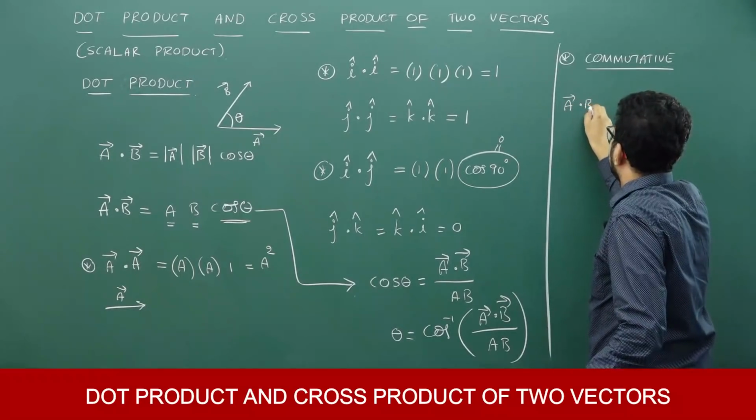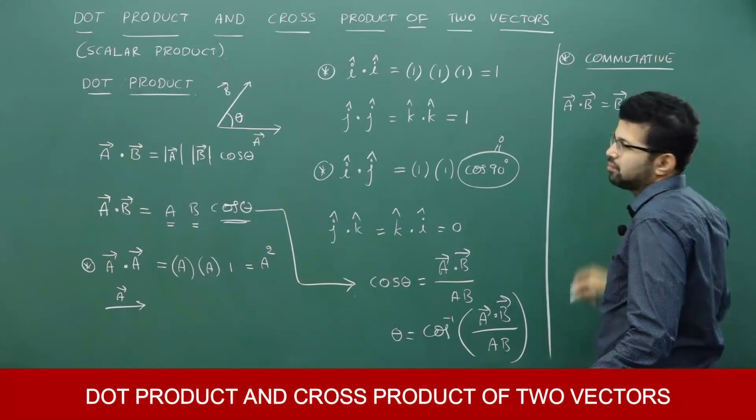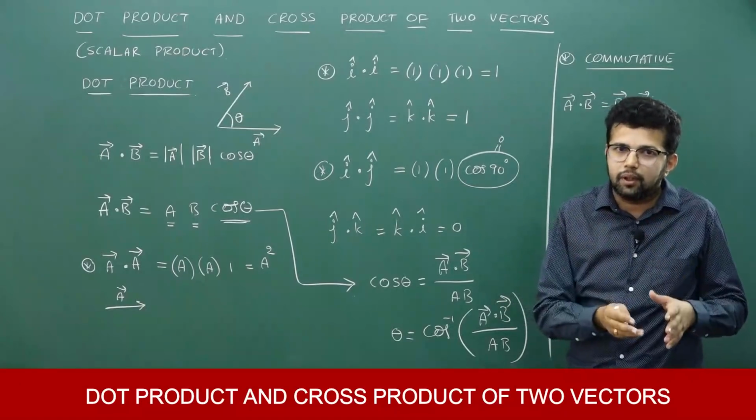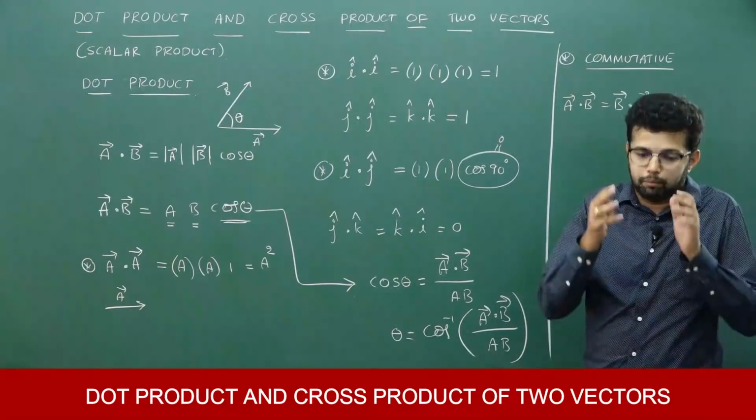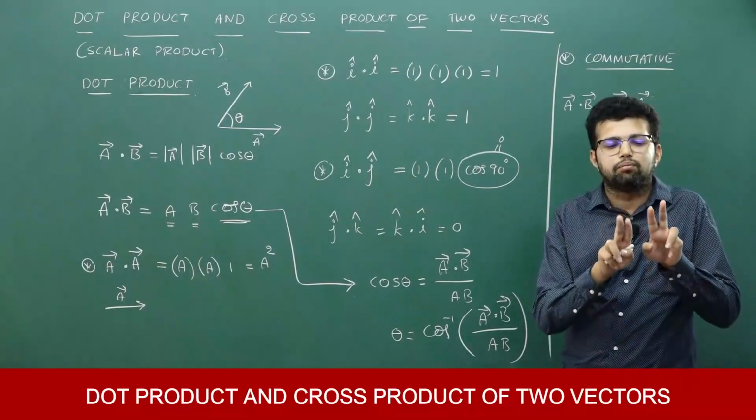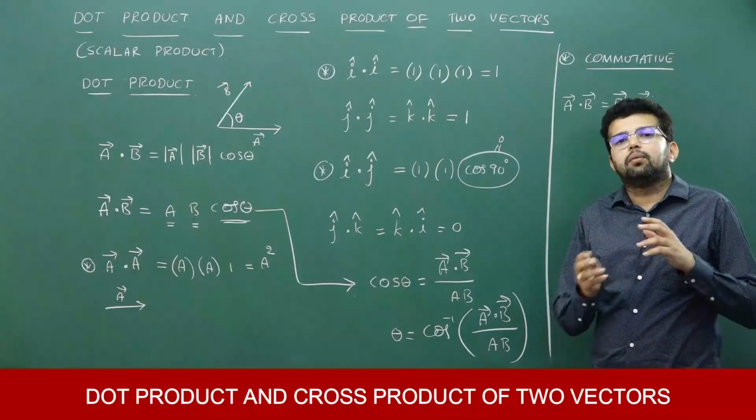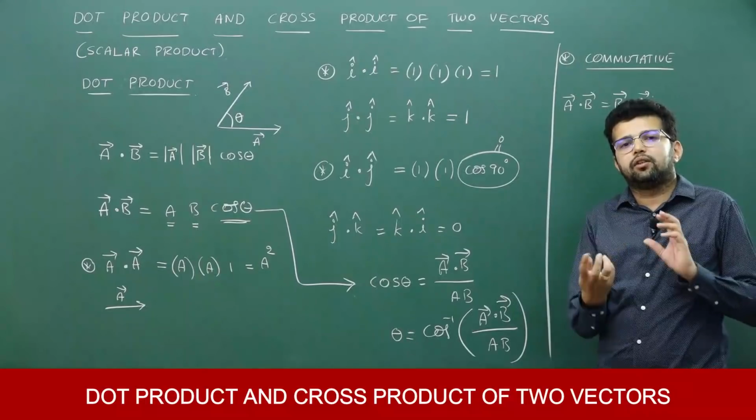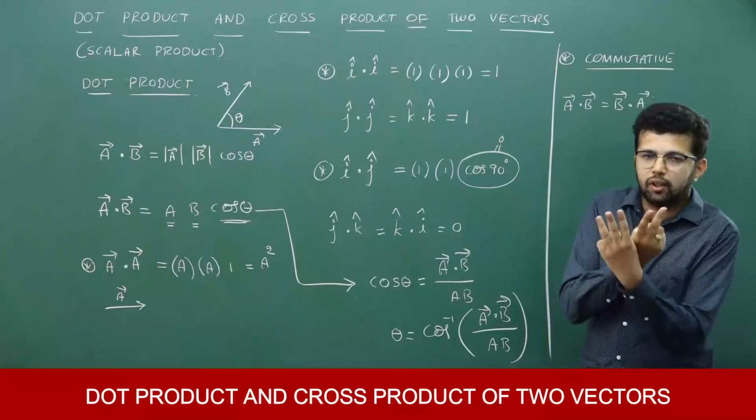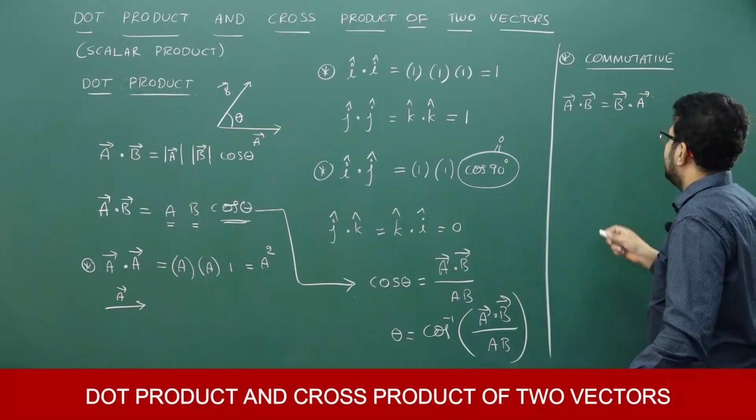A dot B is equal to B dot A. So, what is A dot B? A into B into cos theta. What is B dot A? B into A into cos theta. Since A and B are scalars, if you interchange the position, that does not affect the answer. Like if the magnitude of A is 2 and magnitude of B is 3, whether you write 2 into 3 or 3 into 2, both are 6 only. So, therefore, A dot B is equal to B dot A.